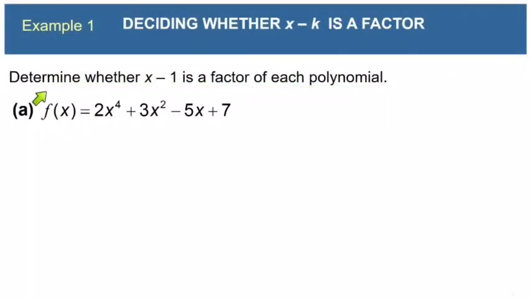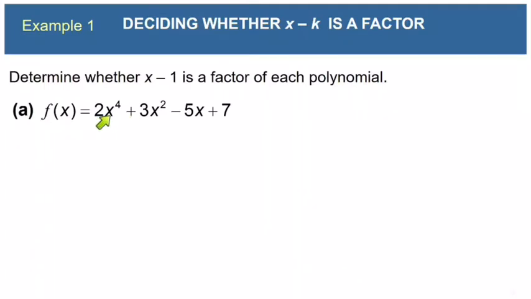Here's example 1. This says determine whether x minus 1 is a factor of each polynomial. There are two of them, so we'll do one on this slide and one on the next slide. This says f of x equals 2x to the 4th plus 3x squared minus 5x plus 7. Now we'll know that x minus 1 is a factor if we can divide this polynomial by it and get a remainder of 0. So let's do the synthetic division with 1 in the box and see what kind of remainder we get.